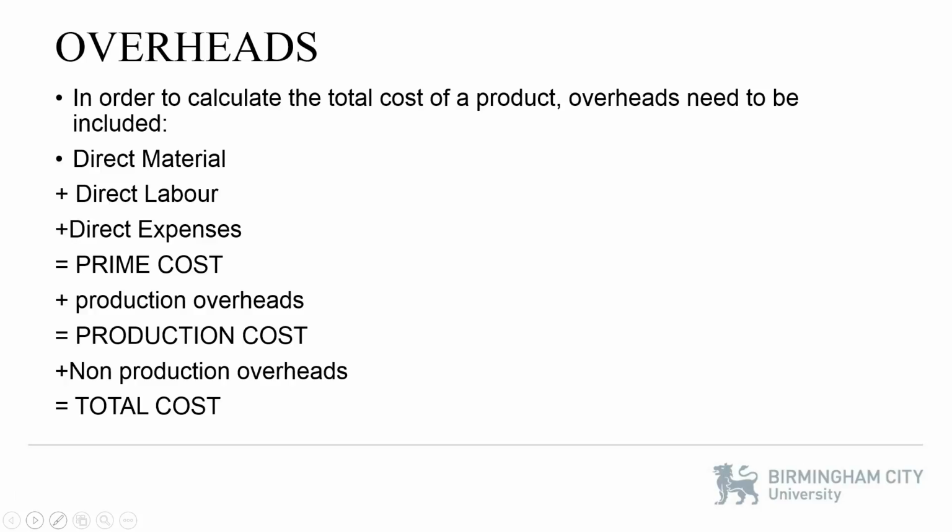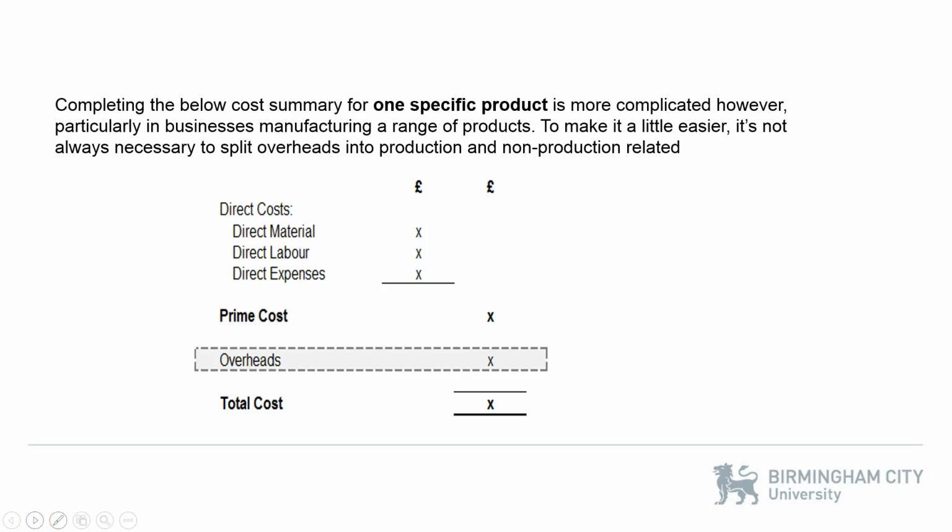Now, it's fairly easy to produce one of these summaries for a period of time, for example a quarter or for the year. But what about if we want to produce it for just one specific product? Same layout, as you can see. We start off with our direct costs, the direct material, the direct labour, the direct expenses, and that gives us the prime cost. But generally, if we're working out the cost of one specific product, we add all the overheads together, so production and non-production overheads, and just add it as one figure.